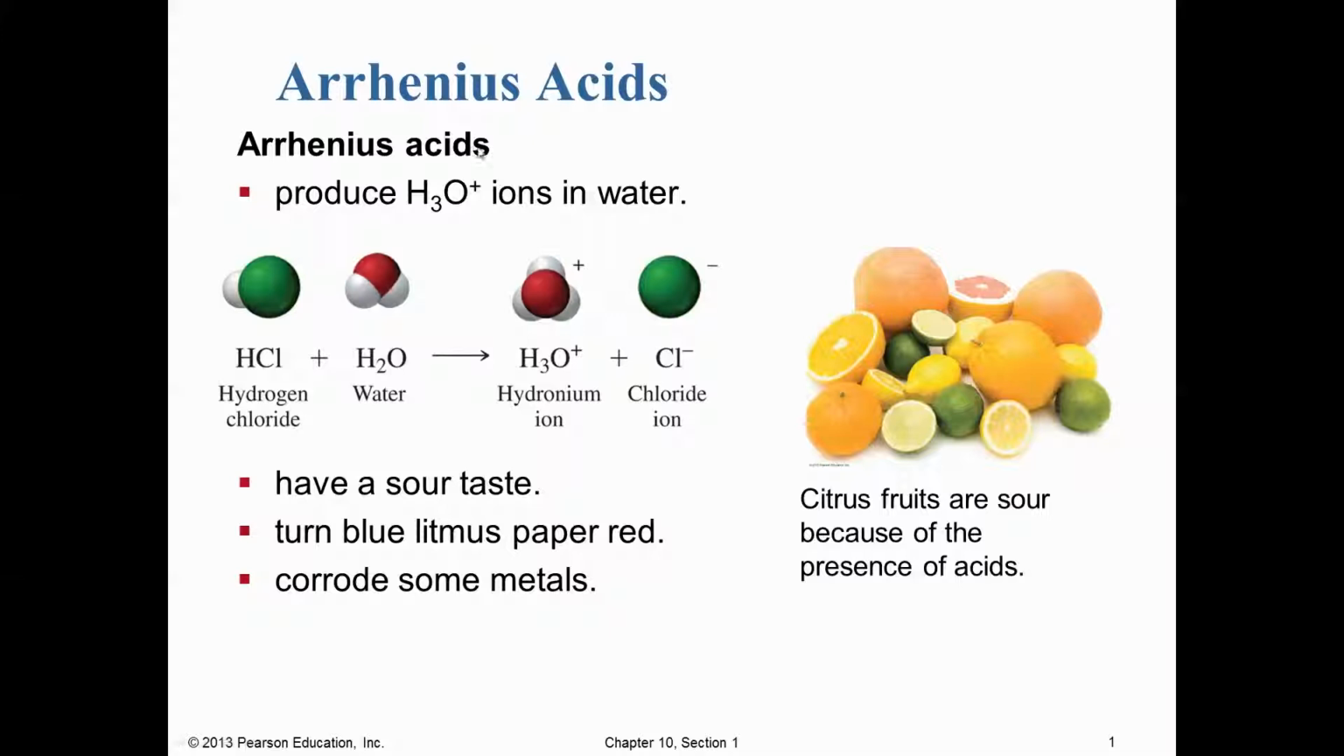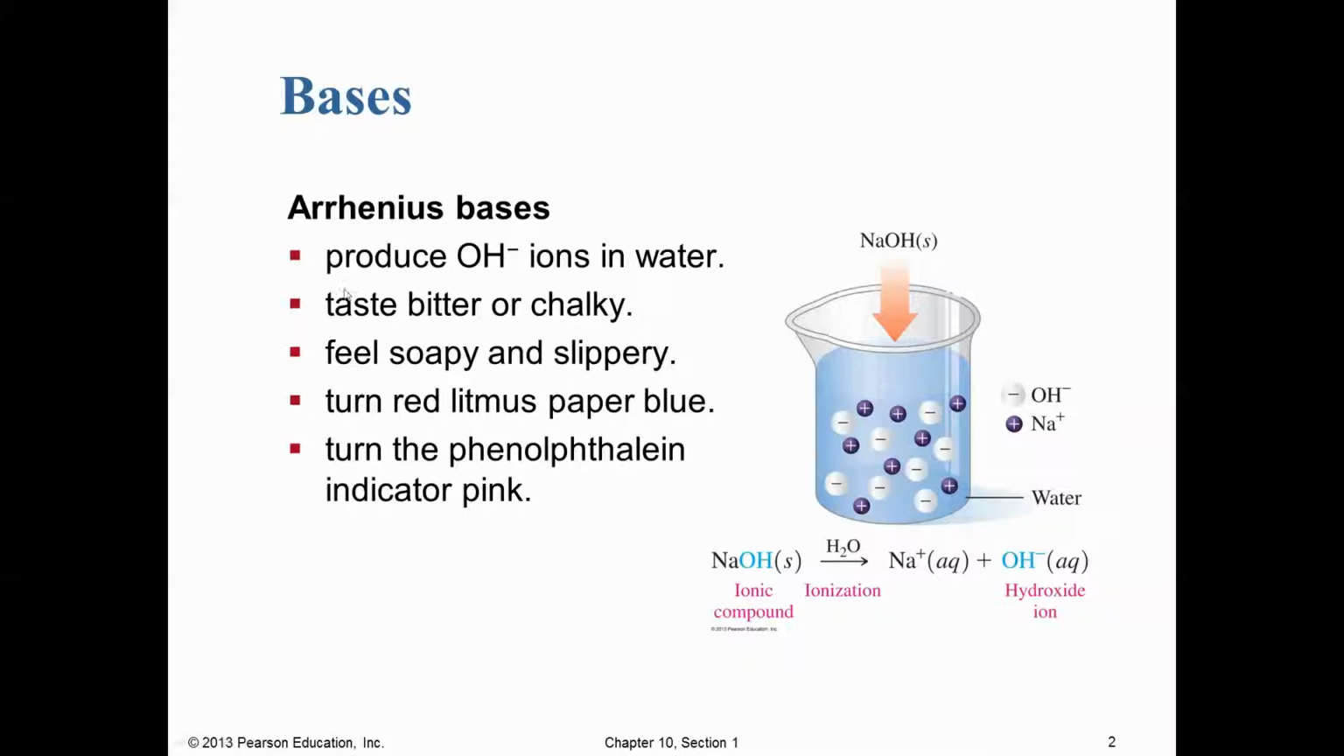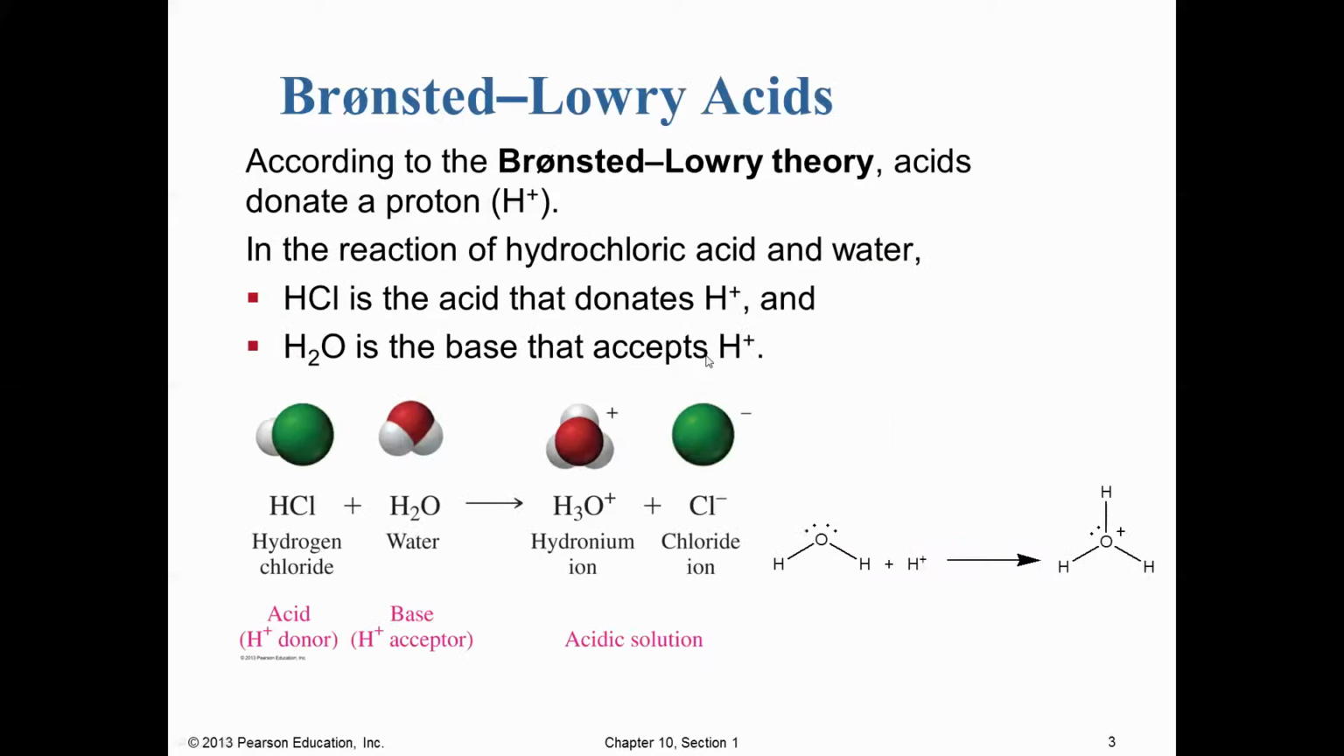Let's begin with the Arrhenius theory. This theory states that acids produce hydronium ions when we dissolve them in water, and bases produce hydroxide ions when we dissolve them in water. Very, very simple theory. From there, we're going to expand over to the Bronsted-Lowry theory of acids and bases.